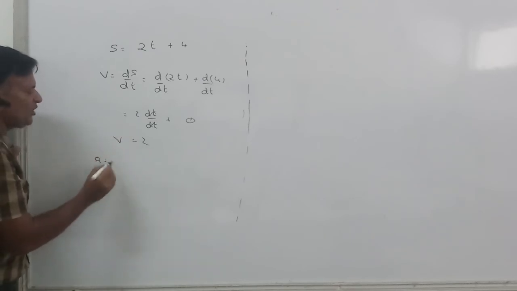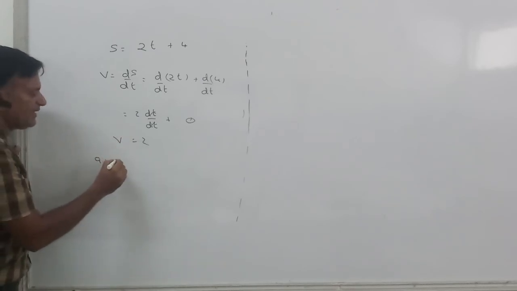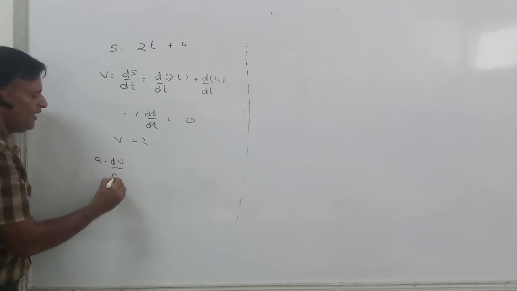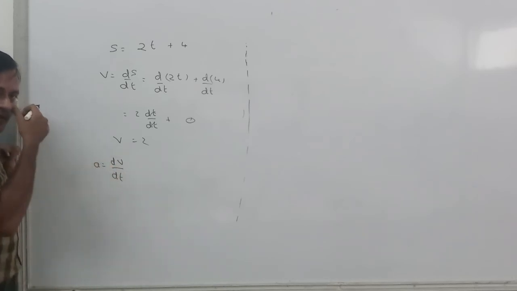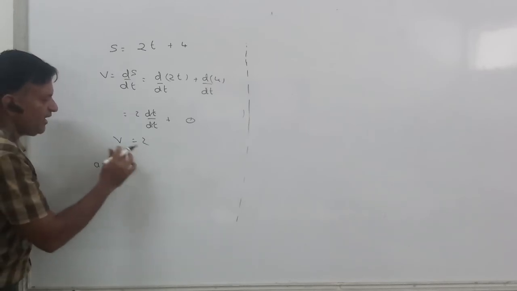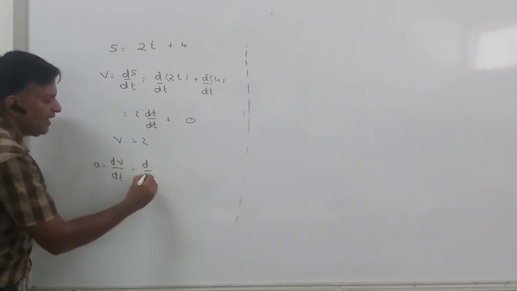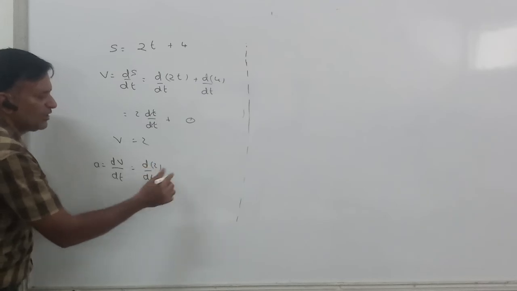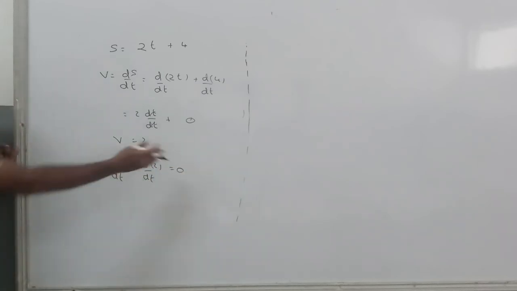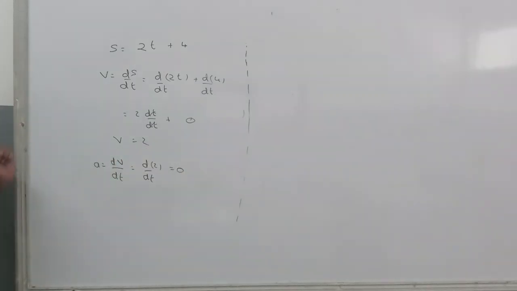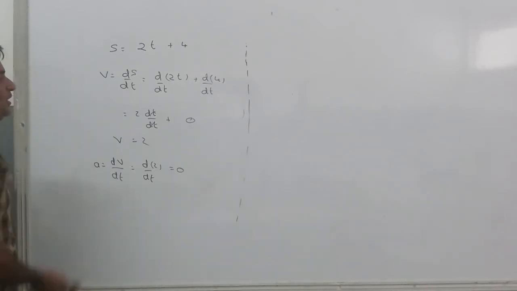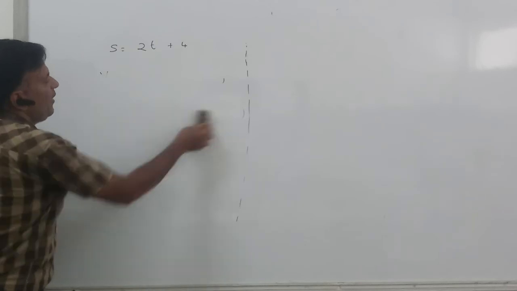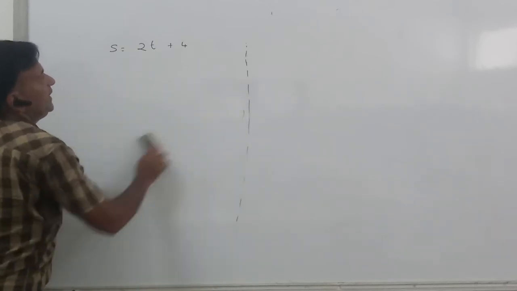And now the acceleration. What is acceleration? It is dv by dt. Now taking the differentiation of this, what is v equal to? v equals 2. So this is d over dt of 2. 2 is constant. Answer is what? 0. That means acceleration is 0. That means what, the motion? The motion is uniform motion.